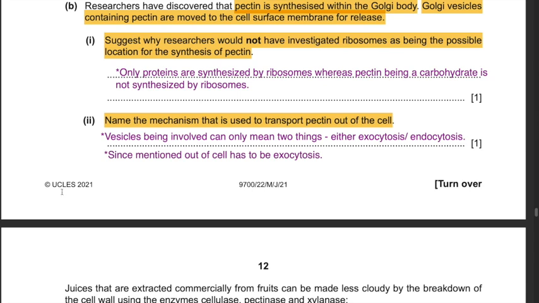Endocytosis means taking into the cell. Exocytosis means releasing it from the cell or out of the cell.